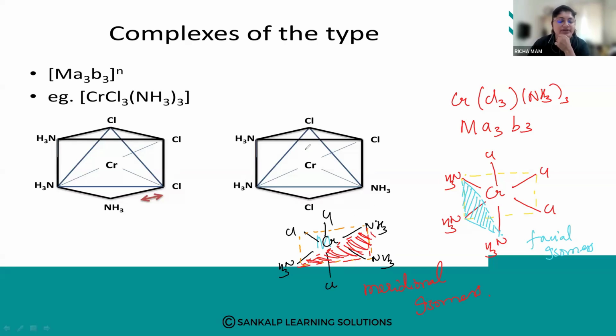So in geometrical isomers, we have seen three types.